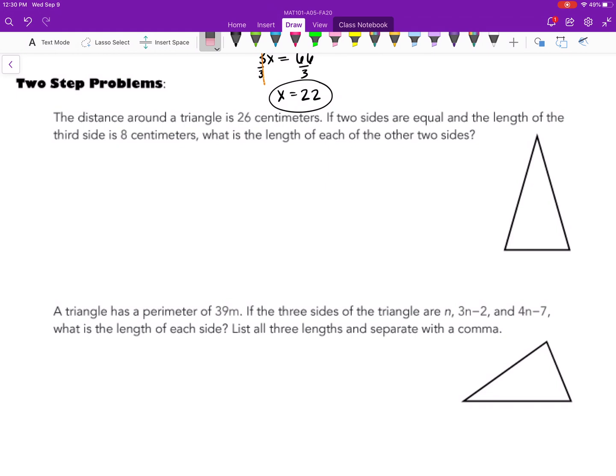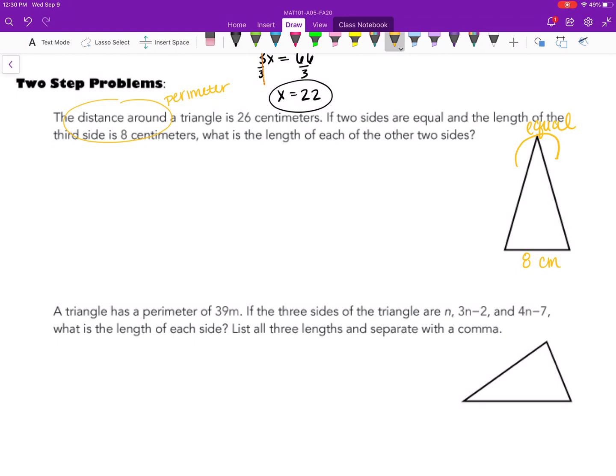So the first one says the distance around a triangle is 26 centimeters. That right there should tell you the distance around, that's going to correspond with the perimeter. The distance around the triangle is 26 centimeters. If two sides are equal, so these two sides are equal, and the length of the third side is 8 centimeters, so the third side is 8 centimeters. What is the length of each of the other two sides?